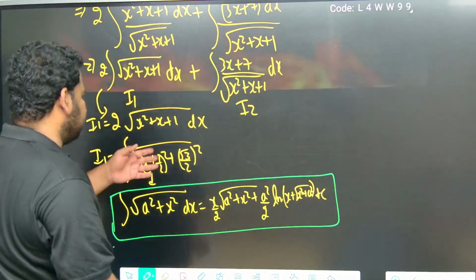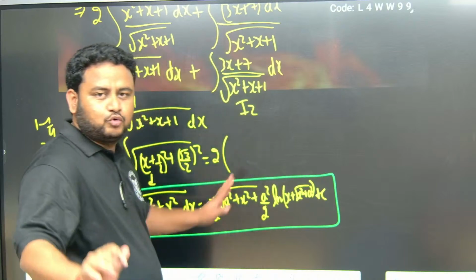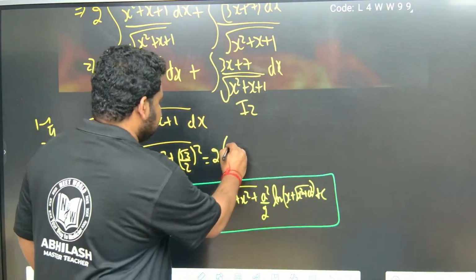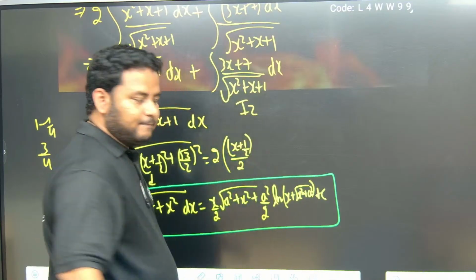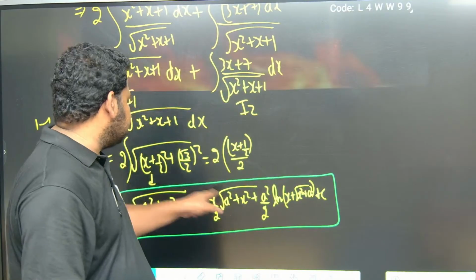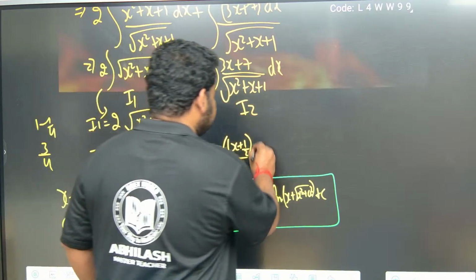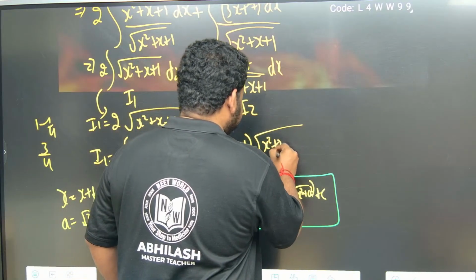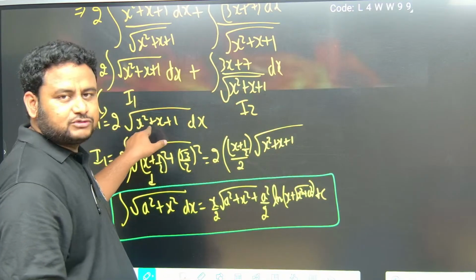So if I put the formula here, what will I get? This 2 will be outside, so this will become 2 times (x + 1/2)/2 into the square root of a² plus x², which is nothing but x² + x + 1. That is what I got. So let me write it as x² + x + 1.